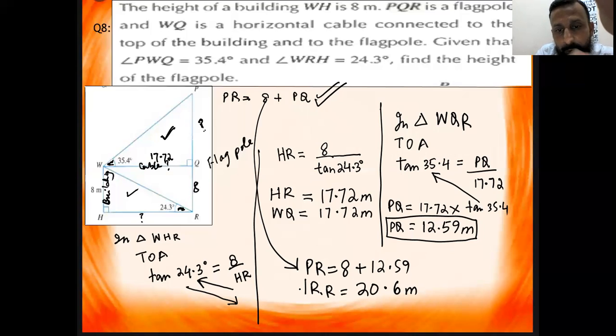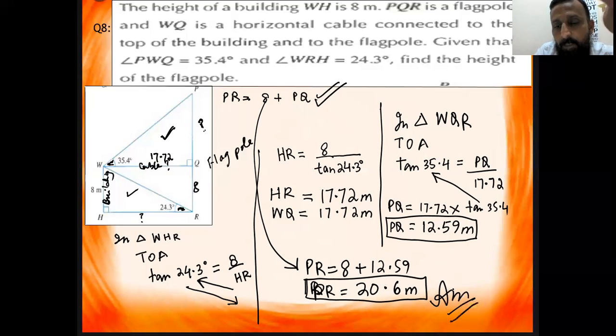That is PR, right? It's PR. That is the height of the flagpole. All right, boys and girls, hope the concept is clear. As I told you earlier, for a better understanding, try to make your own figure. But in this figure, the figure was already given to you and you have calculated it by using the same figure. Hope the concept is clear. Okay, let's do one more question, boys and girls.